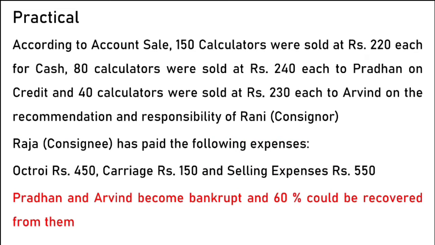Pradhan and Arvind become bankrupt and only 60% could be recovered from them.